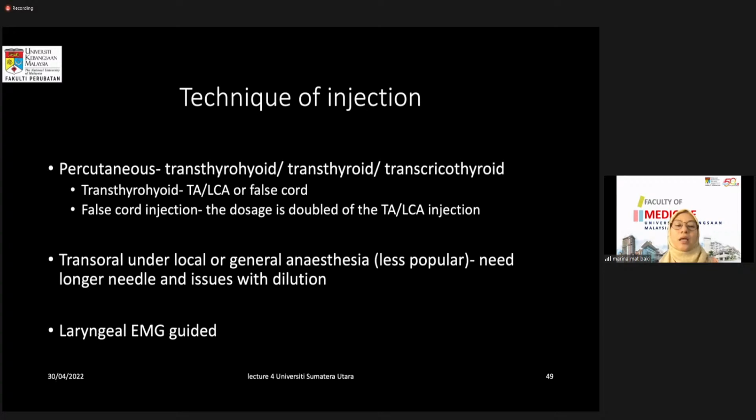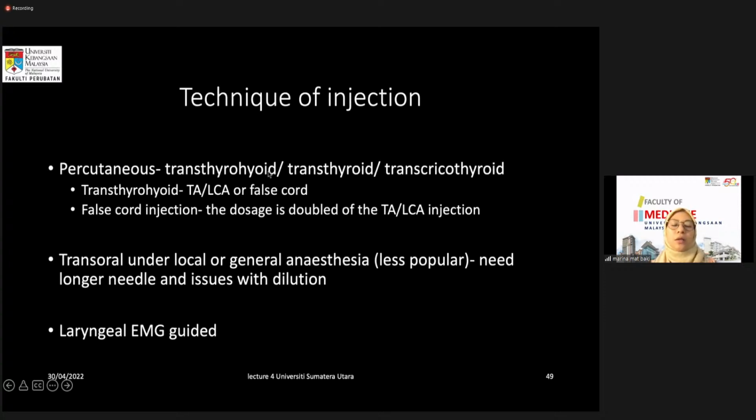Right, the technique of injection: you can do it percutaneously under local anesthesia, or you can do it under general anesthesia. But general anesthesia is not recommended because with the long needle, we have an issue determining how much you can inject. If you are injecting 0.1 cc, which is equivalent to about 5 units of Botox, the Botox will just remain in the long needle, and you have to push with normal saline that would further dilute. So it is not that recommended.